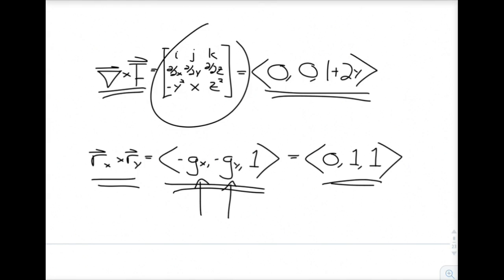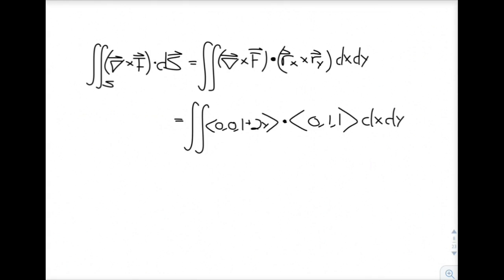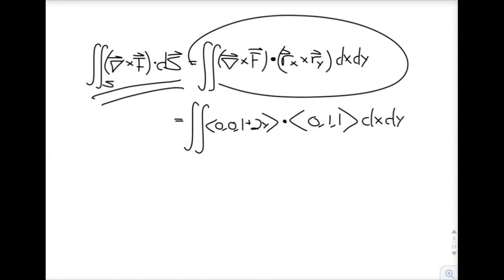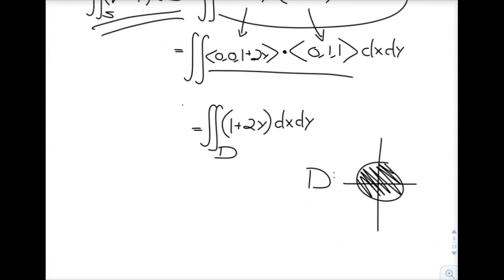Now, I just remind you briefly, this thing takes a little more work to calculate when S isn't necessarily the graph of a function. So now we're ready to go back and calculate this thing right here. Again, here's the parameterized version, and we fill in the blanks, the curl of F right here, and Rx cross Ry right here. We take the dot product of these two vector expressions, which just gives us the integral of 1 plus 2y dx dy over the region D, which we discussed previously. D is this unit disk with the interior included.